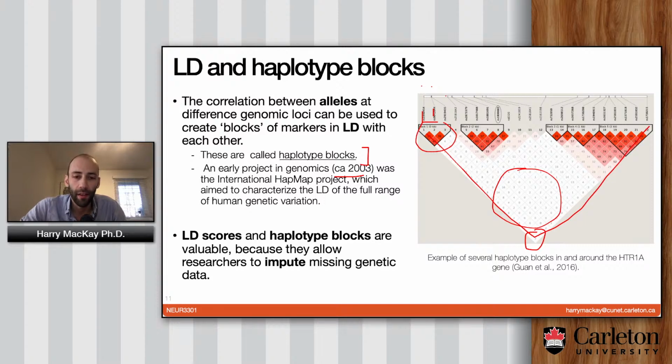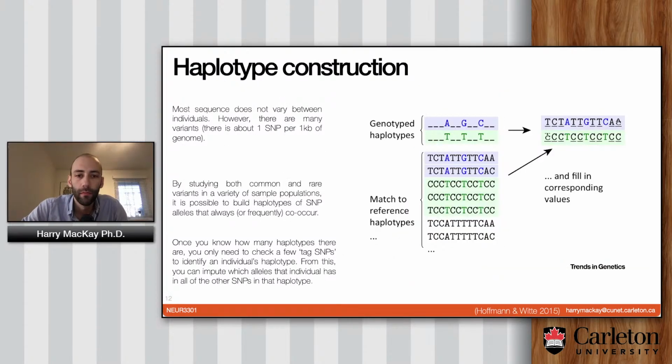The reason is that LD scores and haplotype blocks allow you to impute missing genetic data. And the reason is this. If you know the haplotype structure of the genome, it saves you a lot of trouble when it comes to genotyping. Because, well, consider this. Most sequence doesn't vary at all between people.